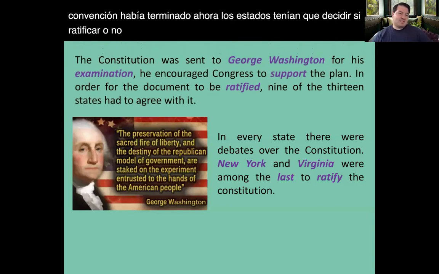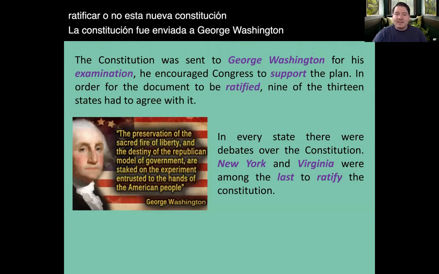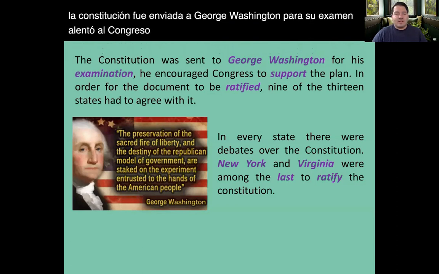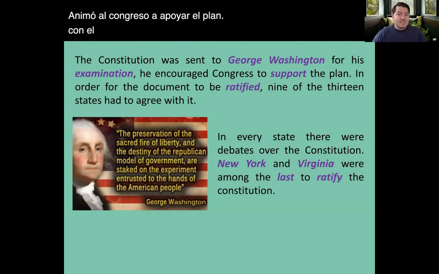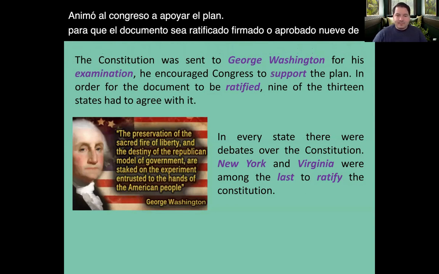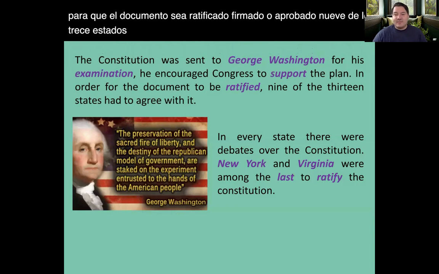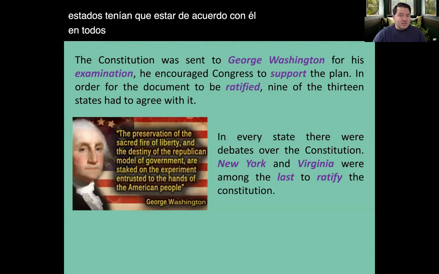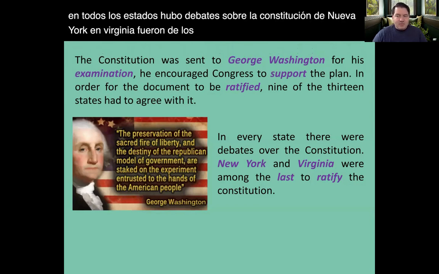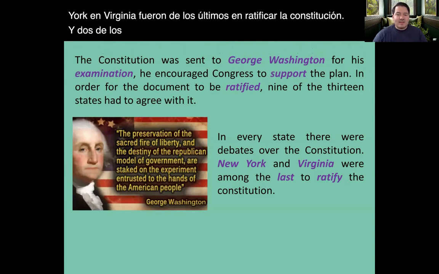The Constitution was sent to George Washington for his examination. He encouraged Congress to support the plan. In order for the document to be ratified, signed, or approved, 9 of the 13 states had to agree with it. In every state, there were debates over the Constitution. New York and Virginia were among the last to ratify the Constitution, and 2 of the biggest key players in the debate.